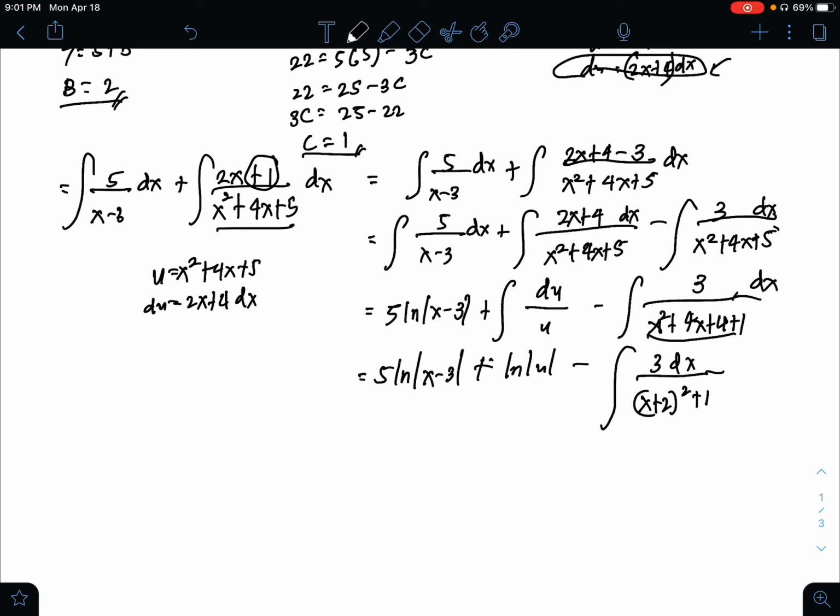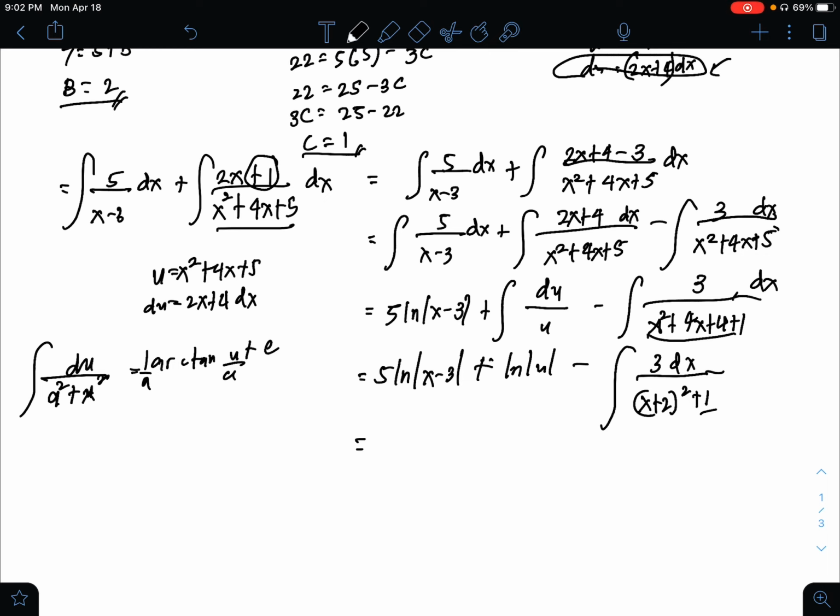All right, and now we actually know that this is arctan. Remember arctan? The integration of arctan is du over 1 plus u squared, which is arctan of u plus c. Or if it is a squared plus u squared, that's 1 over a, arctan of u over a plus c. Our a here is 1, and our x here is x plus 2.